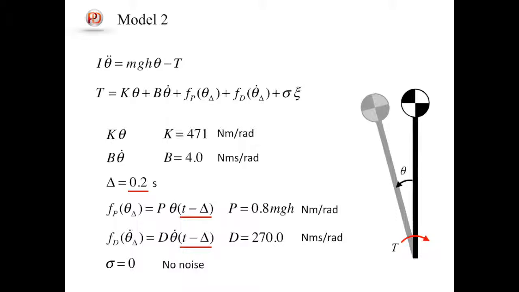The values of parameters P and E are the same as those of the Model 1, but theta and theta dot with time delay refer to the values of delta time ago. And we do not consider noise torque in this model again. Now, let's create the Model 2.